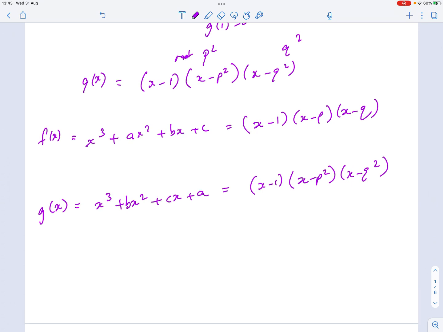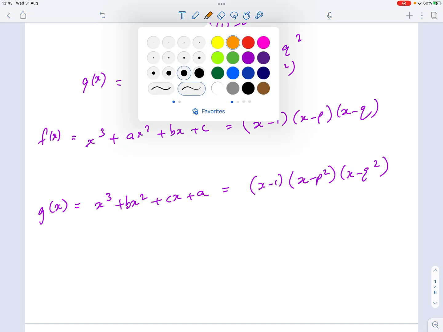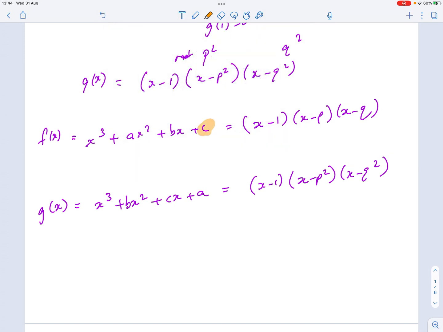The next stage will be, if I expand everything, you may not want to expand everything, but let's just try and find what the constant gives us. So how do I get just the constant term? I just multiply all these three. Similarly here. Okay, let's see what we get.